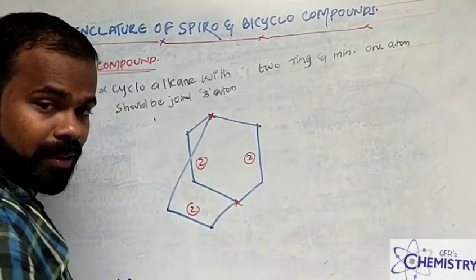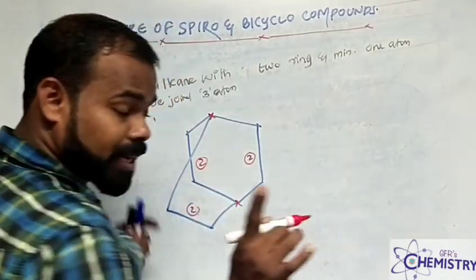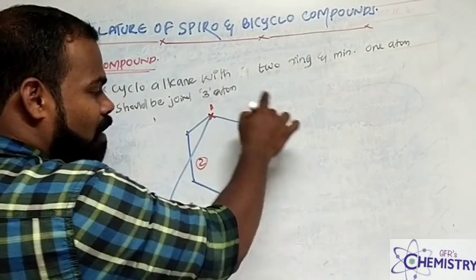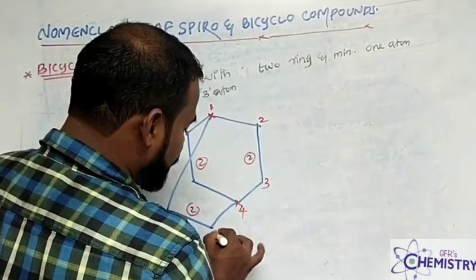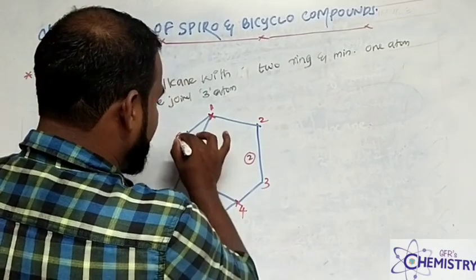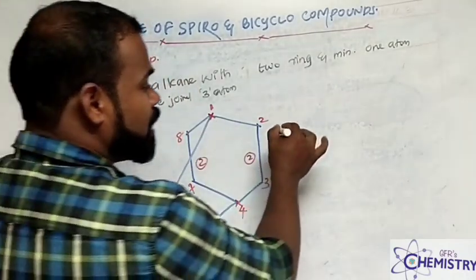2 are there. How can we write the name? First, you make the numbering. All lines are the same, therefore go anywhere: 1, 2, 3, 4, 5, 6, 7, 8. 8 carbons are there. What is the name?